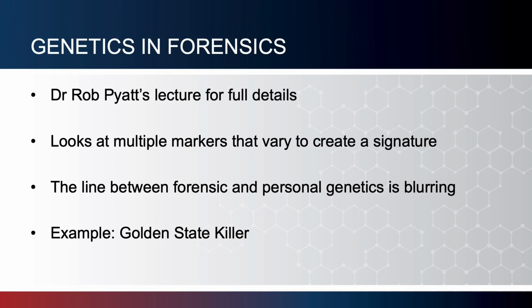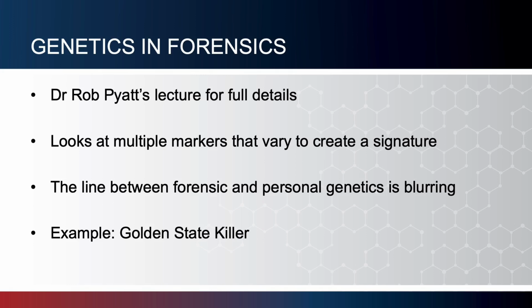In forensics, we look at multiple markers that vary between humans to try to create a signature to say, okay, this is this person's DNA. The line between forensic and personal genetics is blurring, and the most notable example that I can give of this is the Golden State Killer.